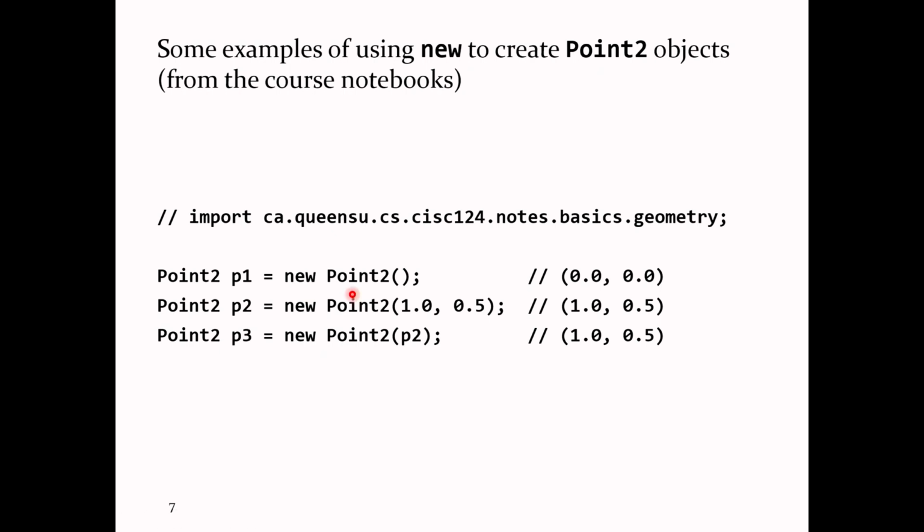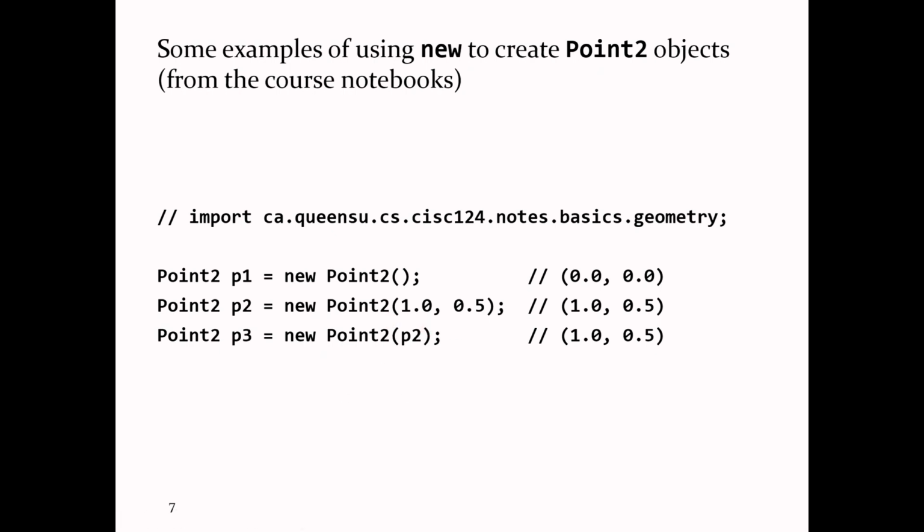When you use new, you always call a constructor. The constructor always has the same name as the class. So new Point2 with empty brackets calls what's called the no-argument constructor to make a point. If you see a constructor that has no arguments, you can consider that to be the default constructor, so it creates an object that has some default state. For Point2, it makes a point that's at the origin, which kind of makes sense. If you want a point and you don't specify its coordinates, it makes sense to return the point that's at the origin.